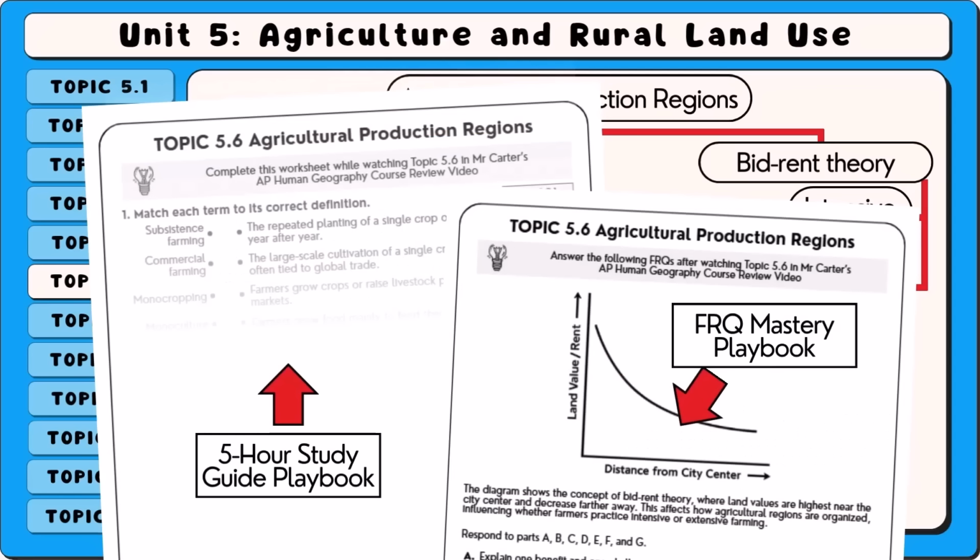Okay, that brings us to the end of topic 5.6. If you're following along with the study guide, check your answers for this section, using the answer key before moving on. And when you're ready, we'll move on to topic 5.7.